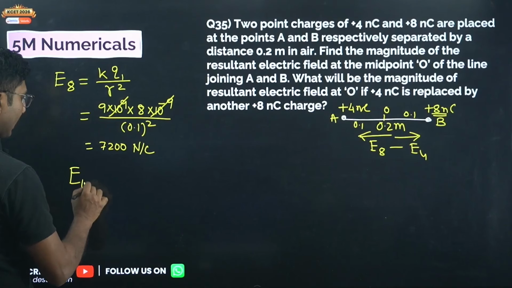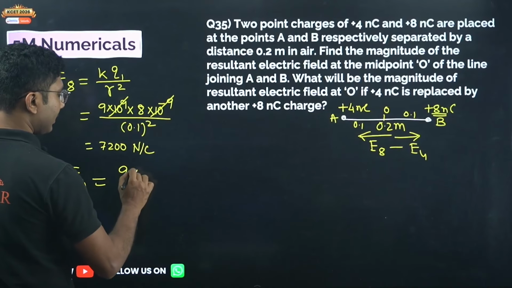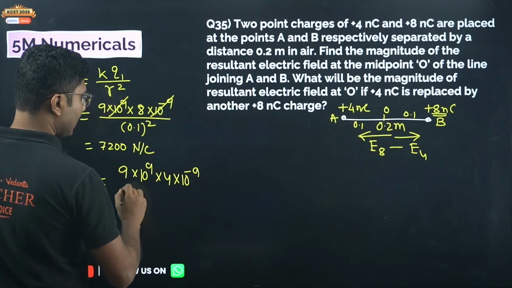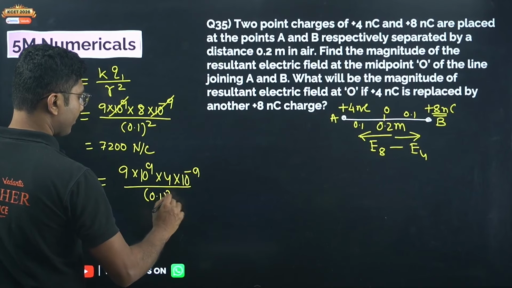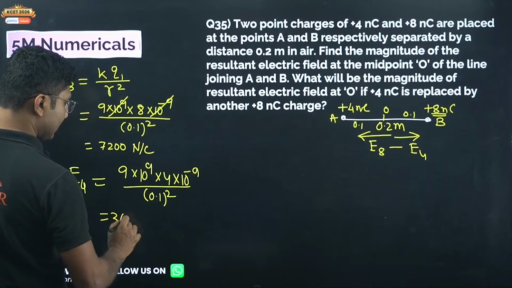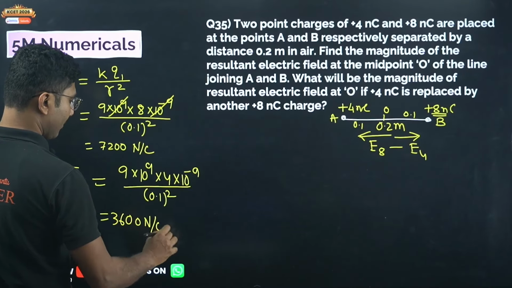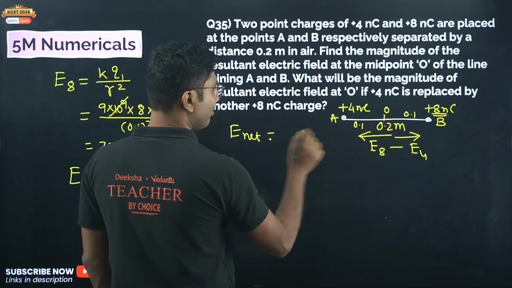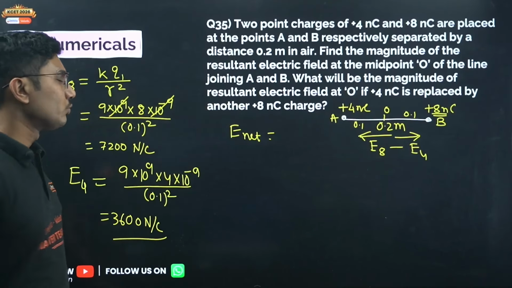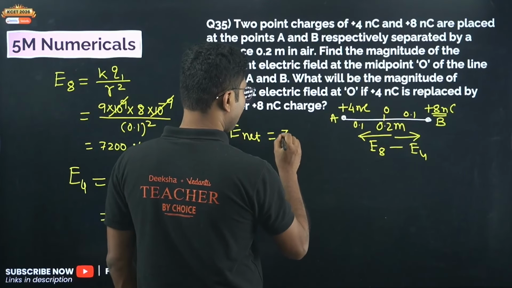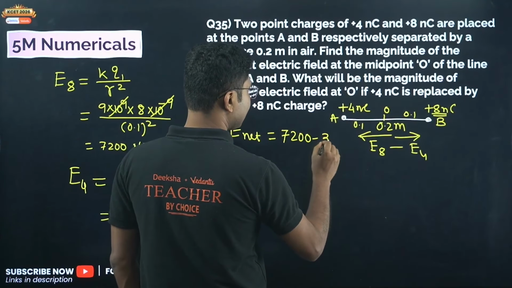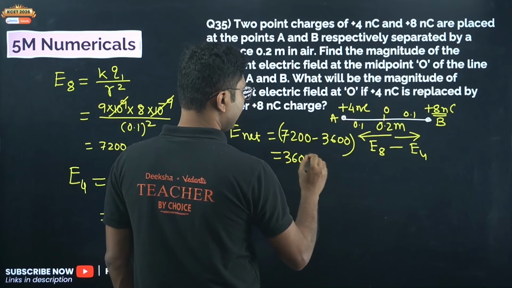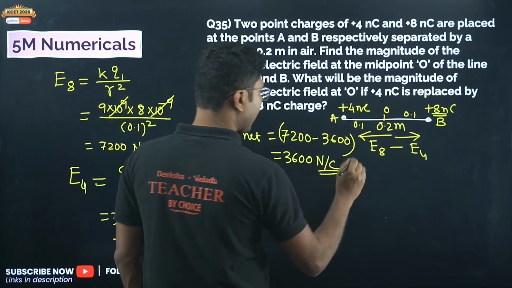Similarly, E4 can be calculated as 9 into 10 to the power of 9 into 4 into 10 to the power of minus 9 divided by 0.1 whole square, that is 3600 Newton per coulomb. So what is the net electric field? As I mentioned, both electric fields are in opposite directions, so there will be a subtraction, bigger minus smaller, that is 3600 Newton per coulomb. Don't forget to write the unit.